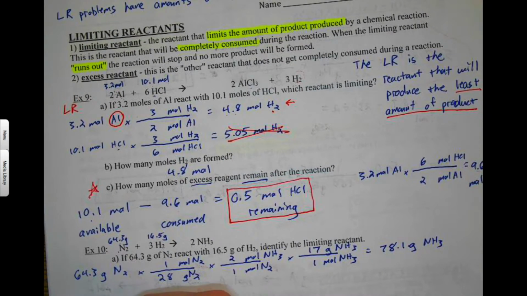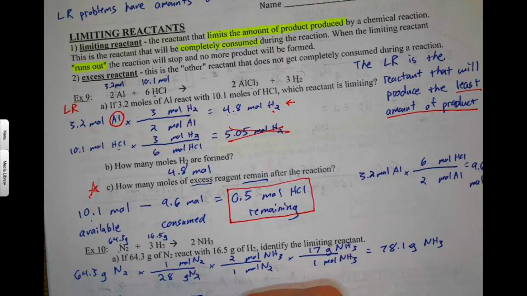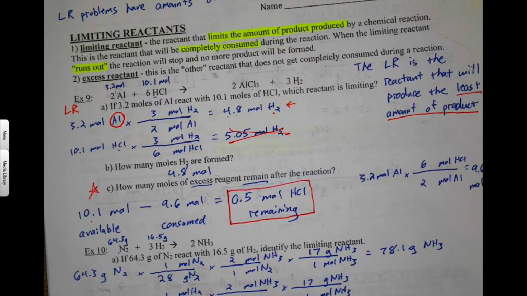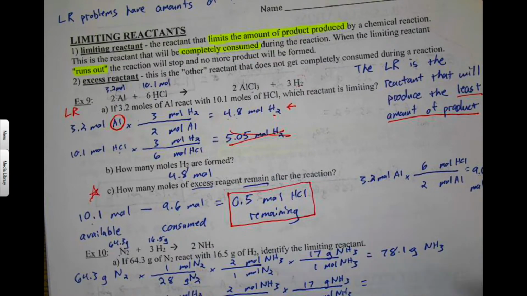And now let's try the next one, 16.5 grams of hydrogen. Grams of hydrogen into moles of hydrogen. So there's 2 grams per mole. And then I take moles of hydrogen into moles of ammonia. So we have 2 and 3. And then moles of ammonia to grams of ammonia, 17 to 1. Okay, do that calculation, and you end up with 93.5 grams of ammonia.